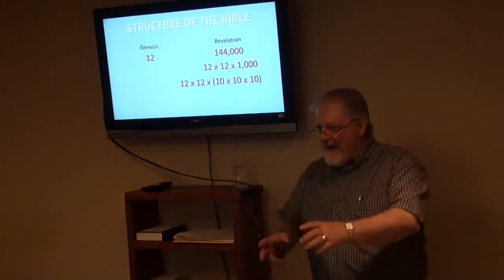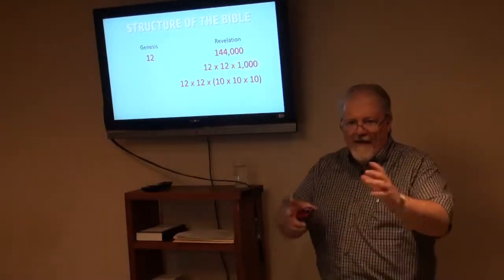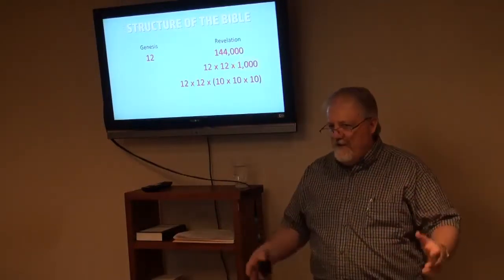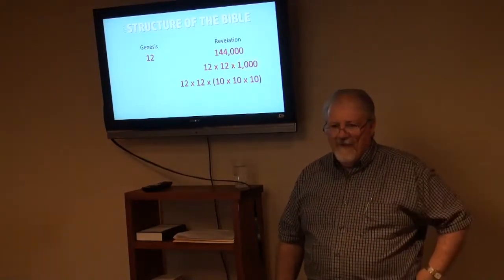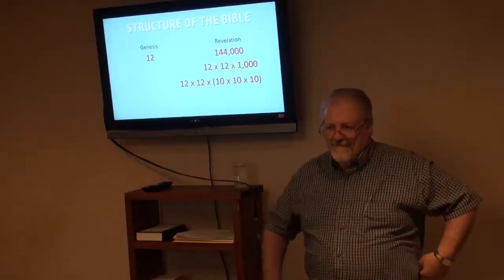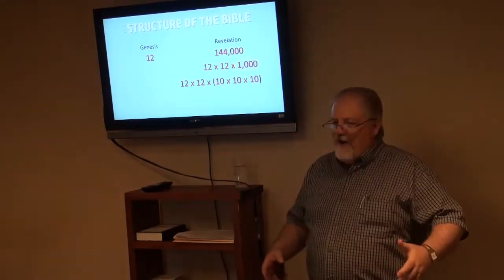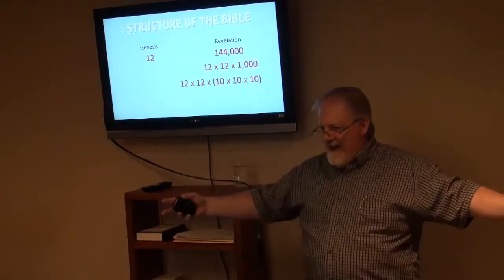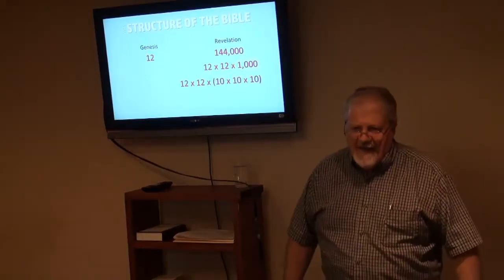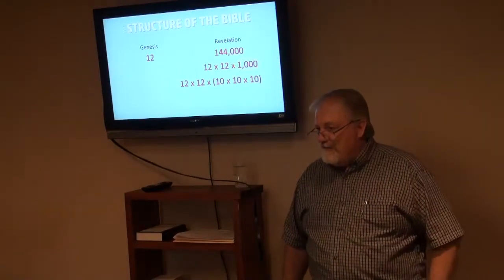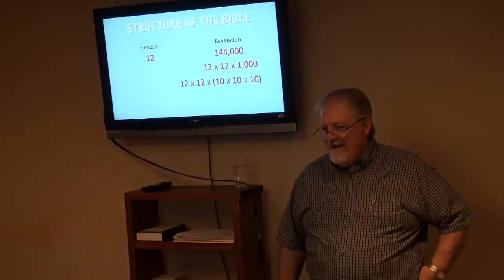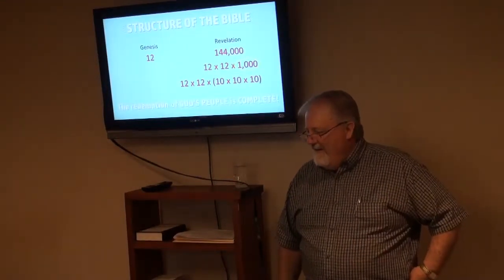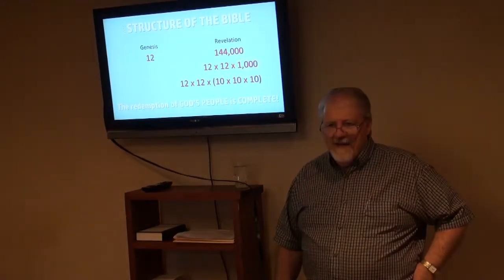So when you apply 10 to 12, it's talking about the complete family. And what is the biggest number that you can get in terms of completion? 10 times 10 times 10. 1,000. So when it says 12 times 12, we're talking about the whole family, the entire thing from beginning to end. And when it's talking about 10 times 10 times 10, that's 3. 3 is the picture of God. So it's God's total family.